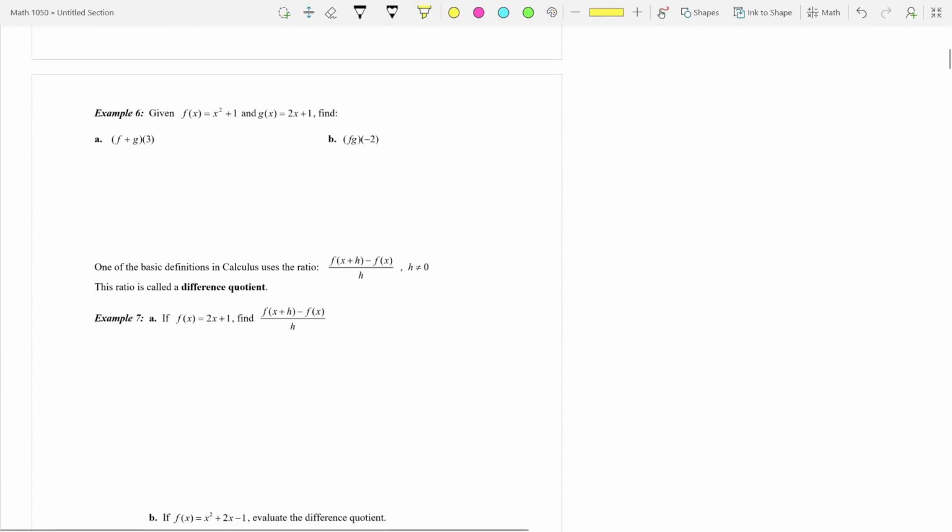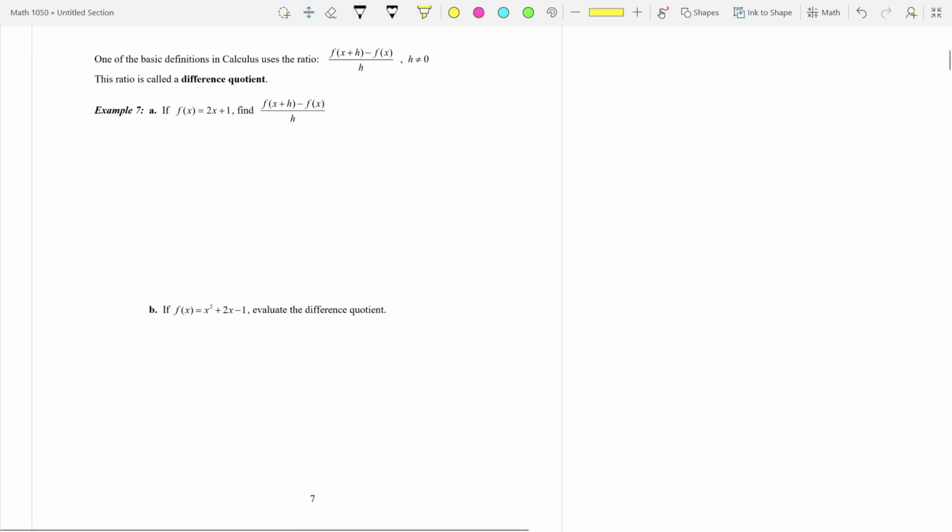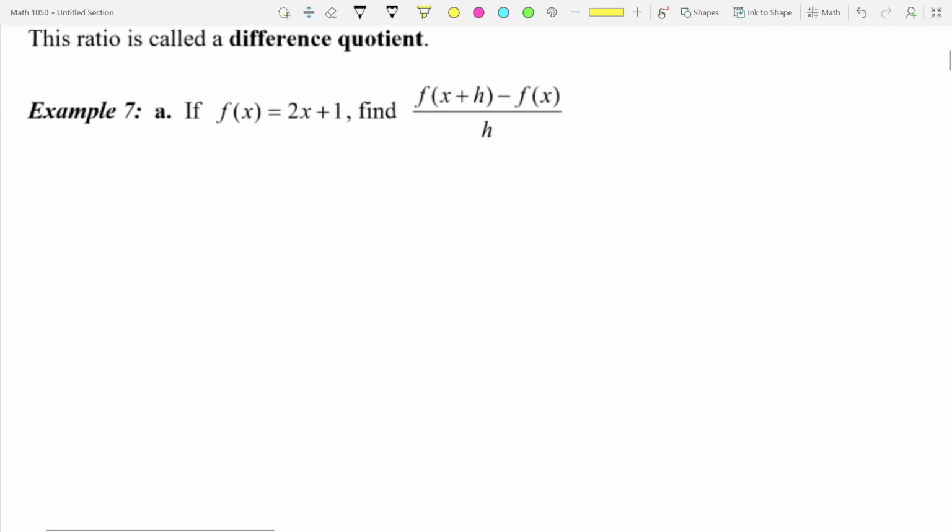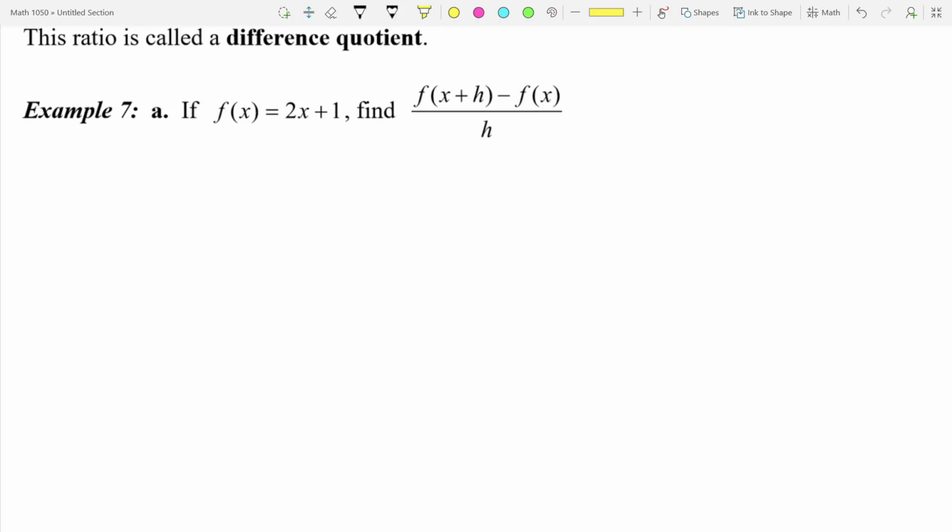Okay, I am going to skip example 6, and I'm going to start with example 7. I'm skipping 6 because you can fill that in when you watch the video, and I feel like 7 and beyond is tougher. I might have time to go back to 6, we'll see.